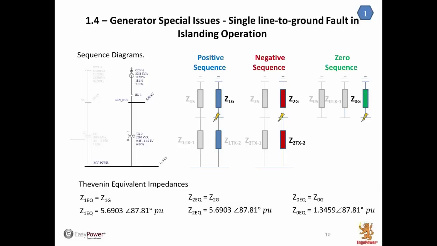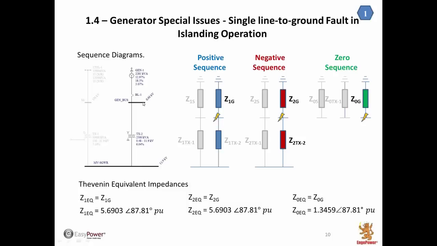Now, you are going to simulate the first condition, that is the generator operating in island operation. In other words, you are going to remove the utility out of service. We can draw the positive, negative, and zero sequence circuits for this situation. We have the utility impedance in series with the transformer, and we have the second transformer and the generator.